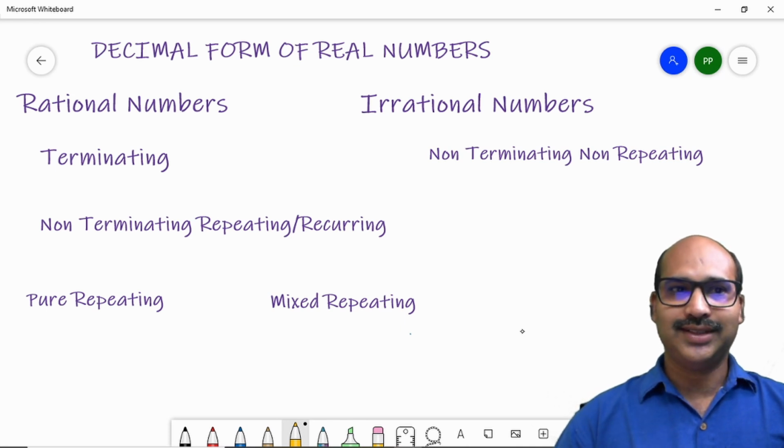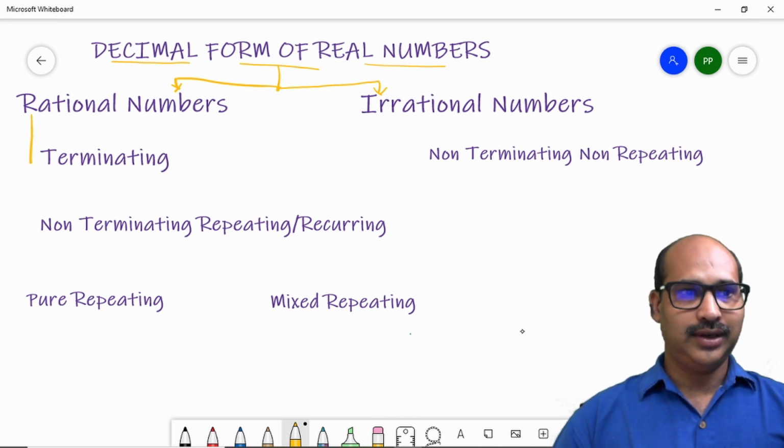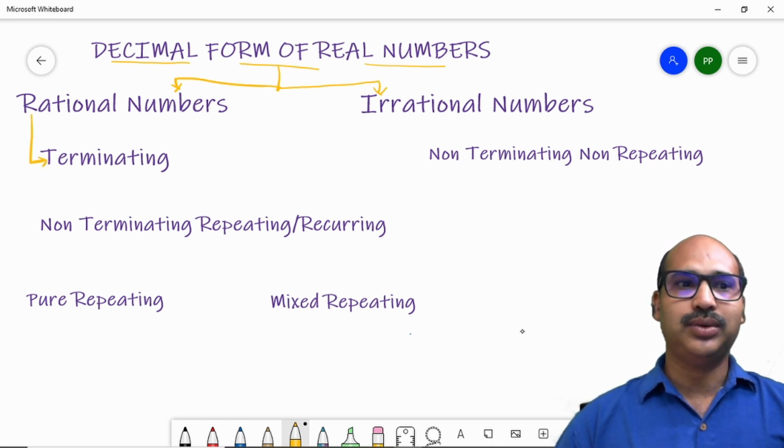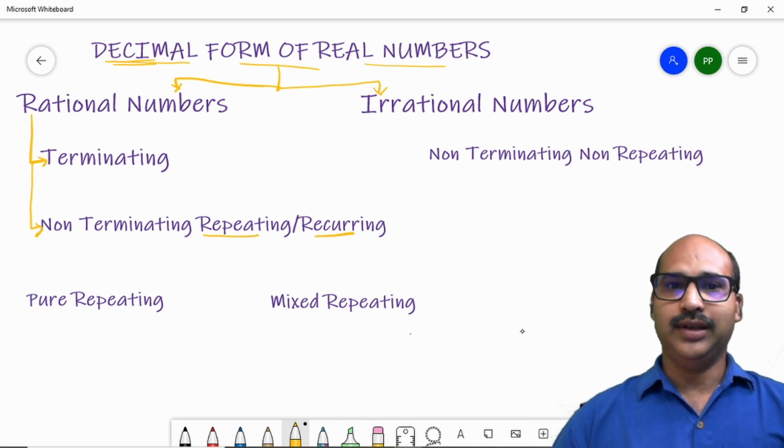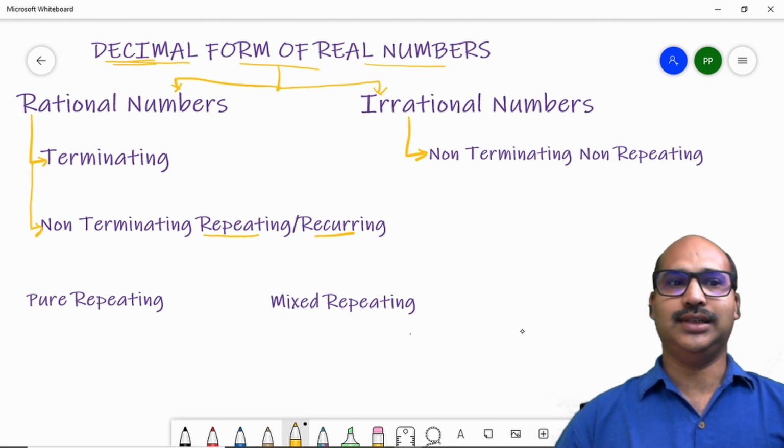What is this? Decimal form of real numbers. Real numbers, as we know, are categorized broadly into rational numbers and irrational numbers. These rational numbers, when converted into decimal format, are terminating, or non-terminating repeating or recurring. When irrational numbers are converted into decimal format, they are non-terminating, non-repeating. Let us understand this.